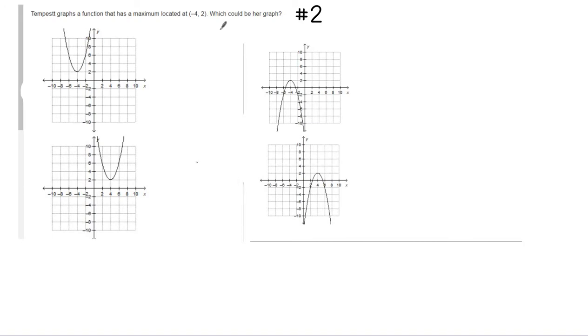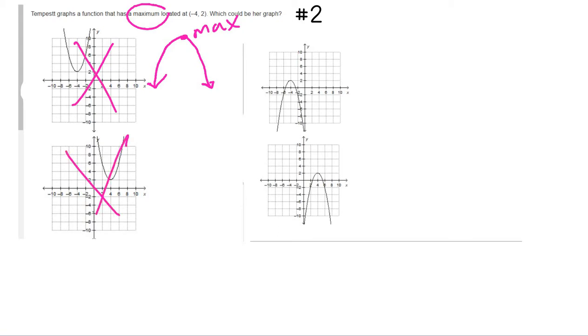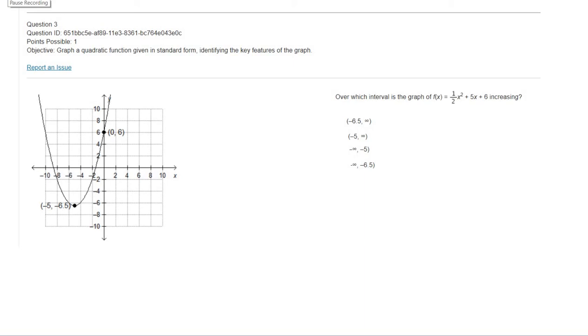Now on this one, they're asking you for a maximum to be located at -4, 2. First things first, if your graph has a maximum, remember that means it's the highest point. So it has to look something like this, right? Because this right here has to be your maximum. So this one right here is out. If you're looking for a point that has -4, 2, notice right here, there's that -4, 2. Right here, I have a +4, 2. So this one's kind of leading us back to the other one.